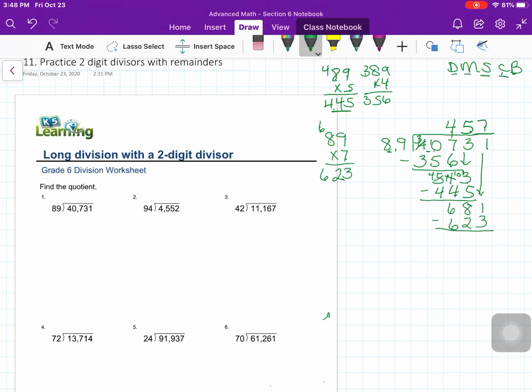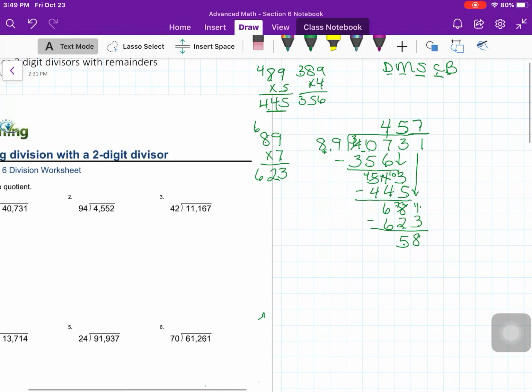I subtract. Can't take 3 from 1, so I have to regroup. 11 minus 3 is 8, and 7 minus 2 is 5. I check to make sure this is smaller than this. It is. There's nothing more to bring down. Therefore, I am done. I just put my remainder, 58. This is about as long and cumbersome as your problems will get. Long division with two-digit divisors and remainders.